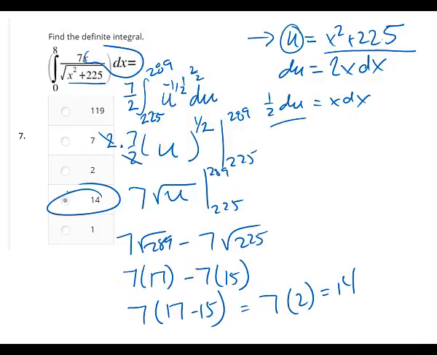How do you change the limits? So you take whatever the number is here and you plug it in for u. Does that make sense? Yes.